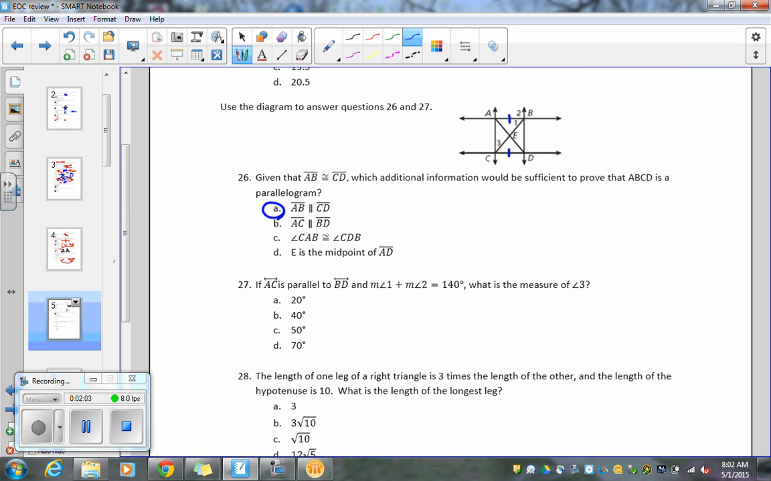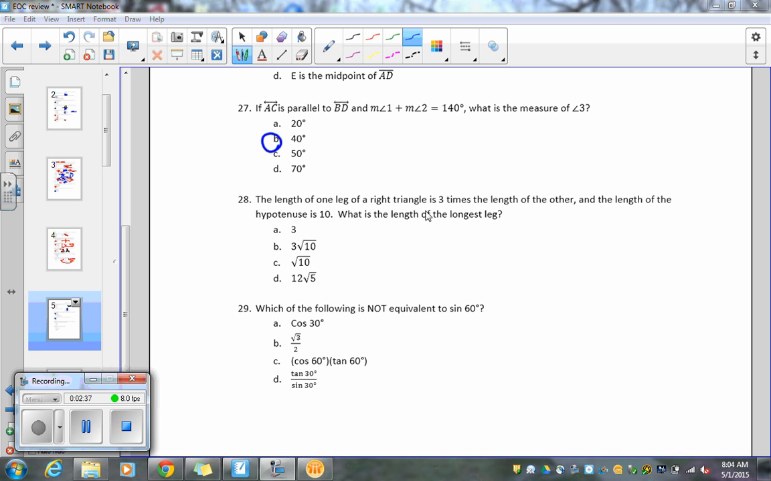If AC is parallel to BD, and if the measure of angle 1 plus the measure of angle 2 is 140 degrees, what would be the angle of number 3? Pausing. All right, question number 27. If angle 1 and angle 2 right here, and it's kind of small, so it's hard to see, is 140 degrees, this makes an entire straight line, so this little piece right here would be 40 degrees, which means angle E would be 40 degrees. So my answer will be B.